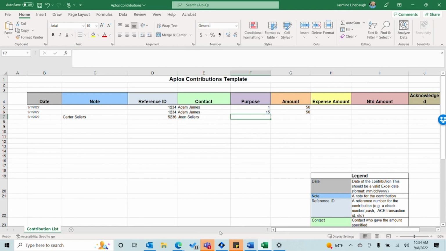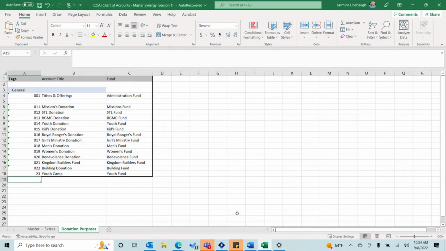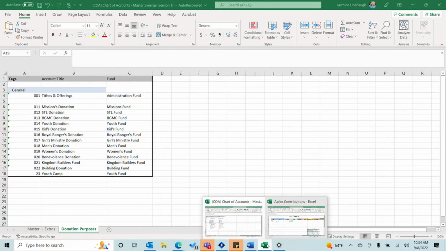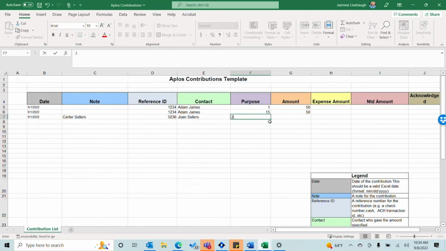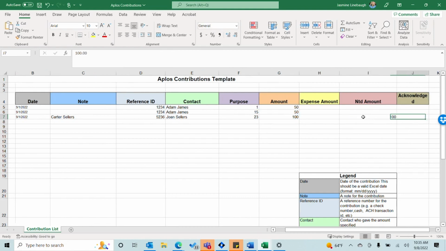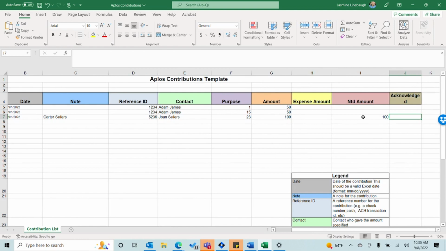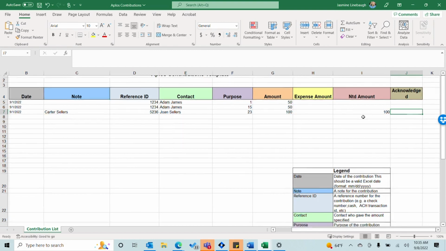The purpose code, I would go back to donation purposes, and I would look for the number for youth camp, which here is 23. And then I would put the amount. When you have a contribution that is non-tax deductible, you would type the amount that is non-tax deductible over here. For registration, that would be the full amount. If you are not sure, you can leave this column blank and your Synergy accountant will fill that in for you.